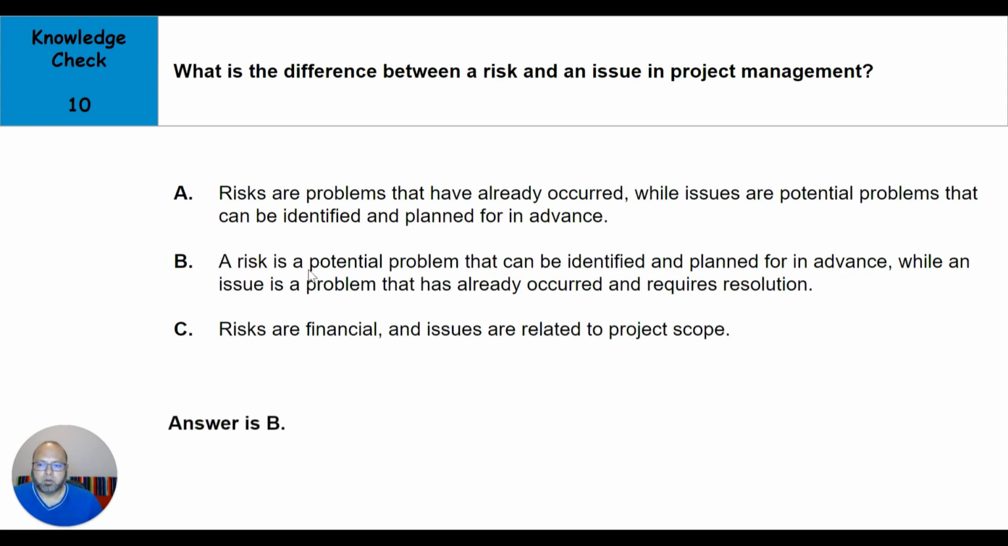Answer is B. A risk is a potential problem that can be identified and planned for in advance in the future, while an issue is a problem that has already occurred and requires a resolution.